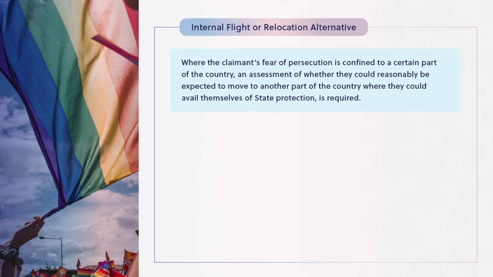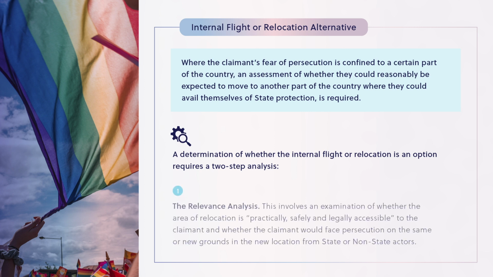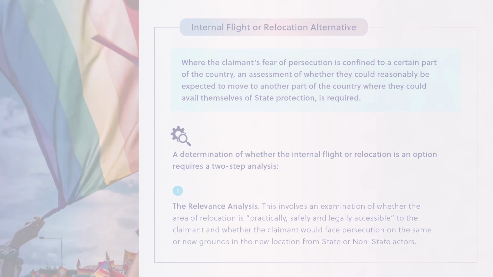Internal flight or relocation alternative. Where the claimant's fear of persecution is confined to a certain part of the country, an assessment of whether they could reasonably be expected to move to another part of the country where they could avail themselves of state protection is required. A determination of whether the internal flight or relocation is an option requires a two-step analysis. The relevance analysis. This involves an examination of whether the area of relocation is practically, safely, and legally accessible to the claimant and whether the claimant would face persecution on the same or new grounds in the new location from state or non-state actors.